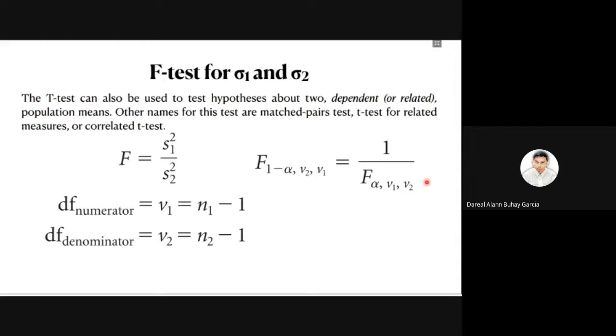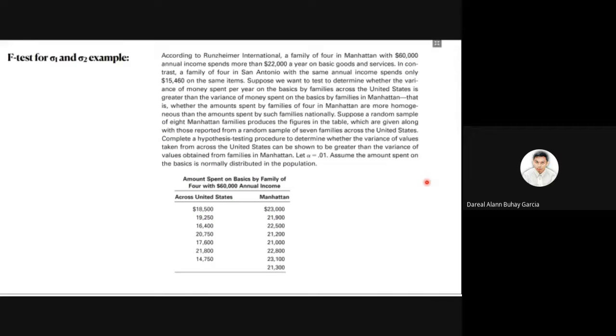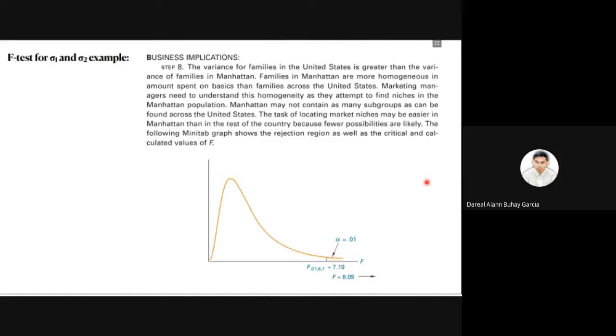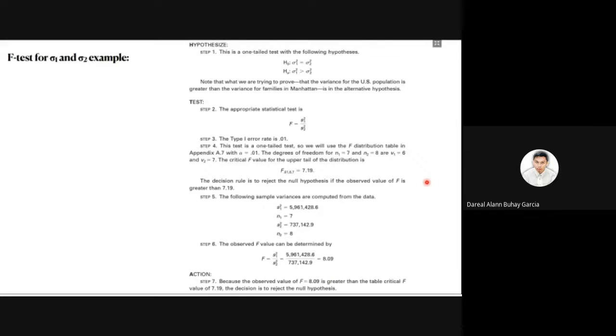So here is an example of an F test for sigma 1 and sigma 2. It still uses the 8 steps. The only difference of this one from the previous z-test and t-test is that this F-test uses the F-table, and also because it has a different distribution called the F-distribution.